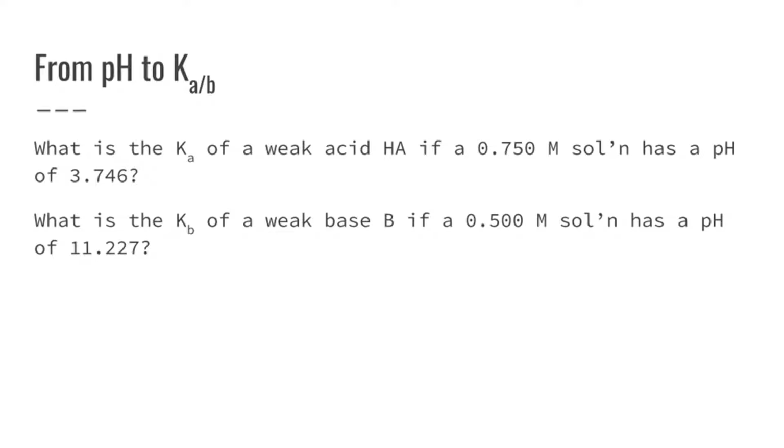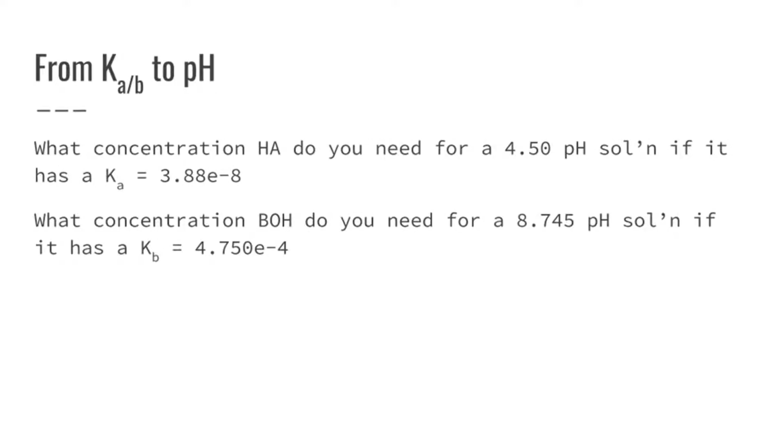All right, that's enough of those examples. Let's move on. These examples are coming at it kind of sideways. We have Ka and we have pH. What is the concentration we need to get that pH, given that Ka? So we have a weak acid, HA. We want a 4.50 pH solution, and HA has a Ka of 3.88 times 10 to the negative 8th.